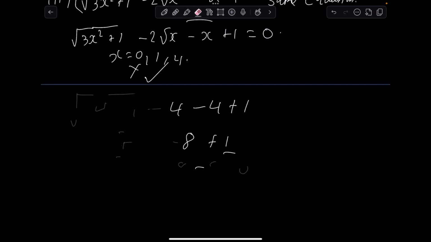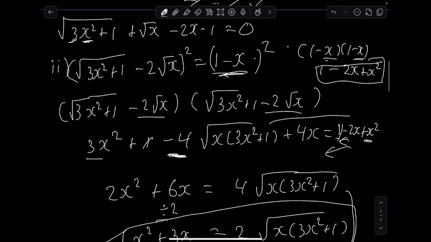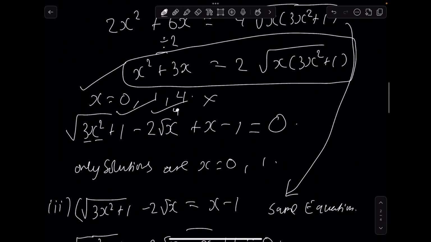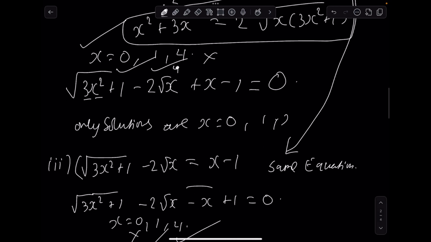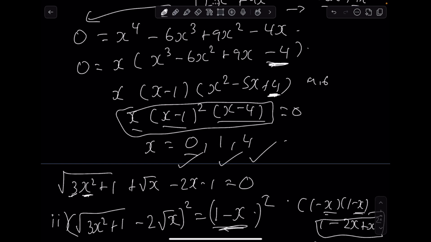So, yeah. So now we just do our closing statement. Therefore, x equals 1, x equals 4 is a solution. And then you can also say x is not equal to 0. And then here, what could we have said? X is not equal to 4. And then here, all of them worked. So x equals 0, 1, and 4. Right, that's the end of the question.